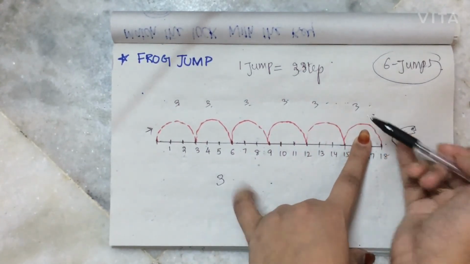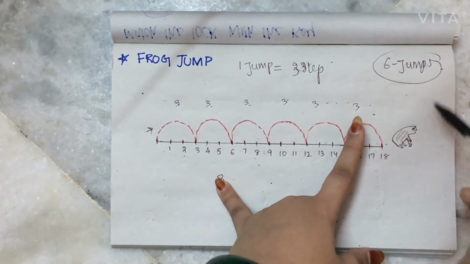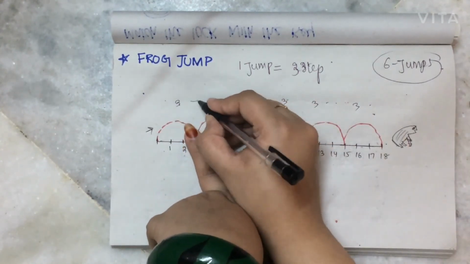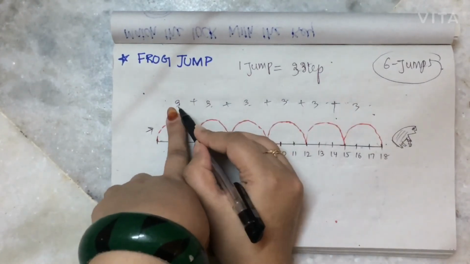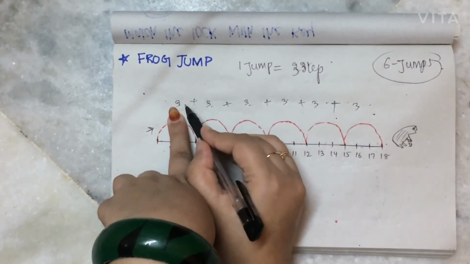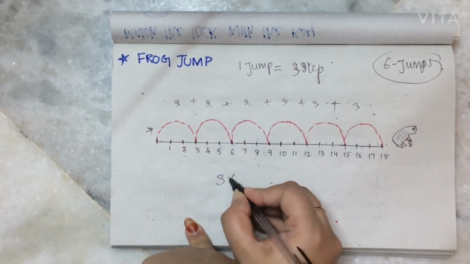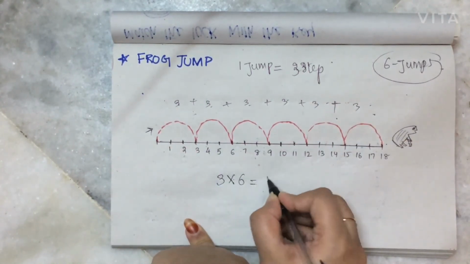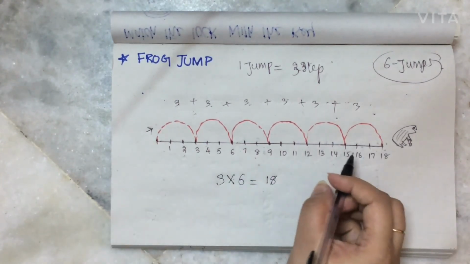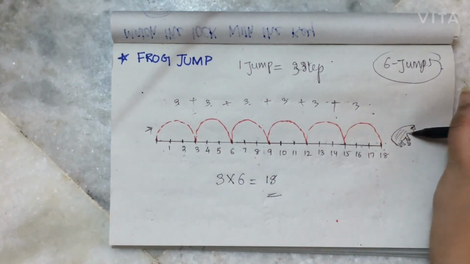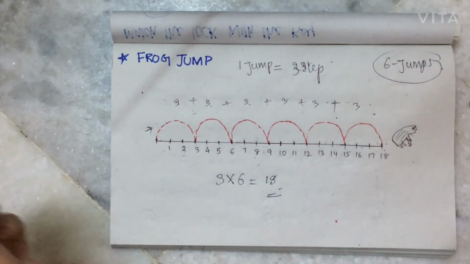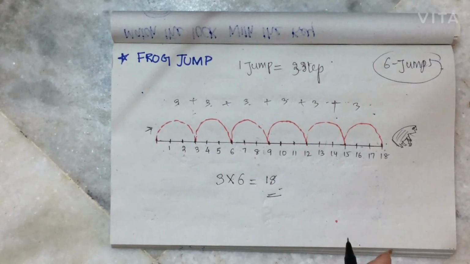So what we have to do, we have to add all the steps. So instead of writing 3 plus 3 plus 3 plus 3 plus 3, what can we write? 3, we are adding number 3 how many times? 6 times, right? So 3 multiplies with 6 is nothing but 18. So total how many steps are there? 18 steps. So how many steps does the frog skip? 18 steps. Okay, so this way we can understand what is multiplication. Okay, you guys try some more examples and let me know.